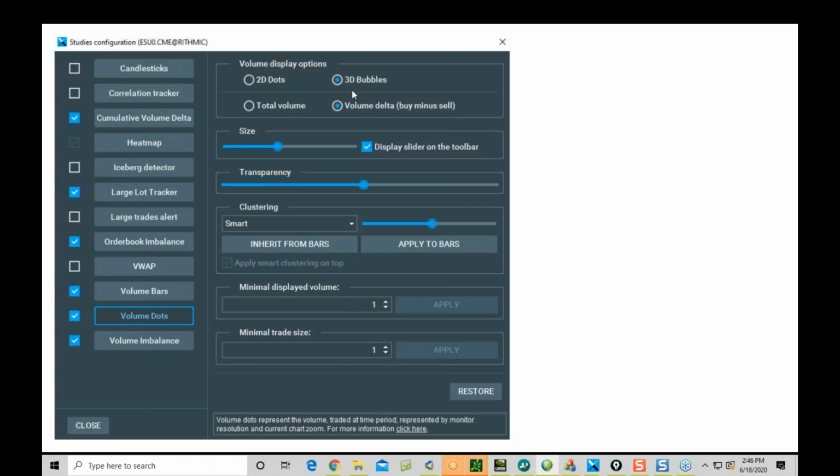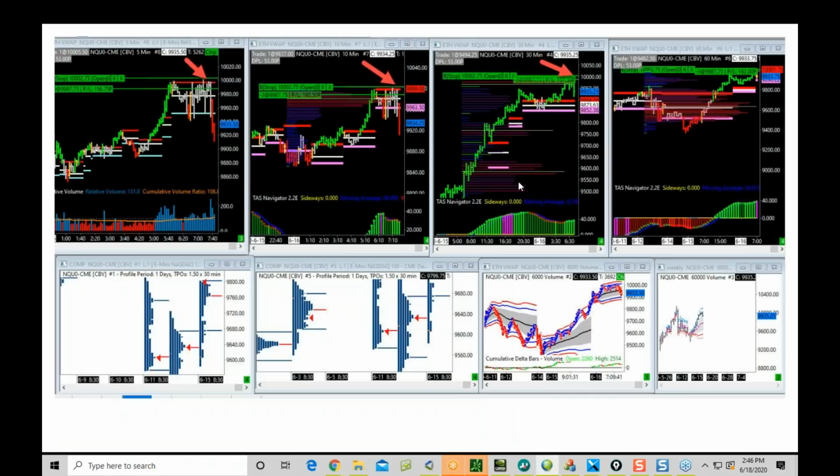And these are my bubble dots. I mean, my buy and sell bubbles, these are the settings I have here. Again, I changed mine to blue and red to make it easier to read. I use volume delta, 3D bubbles. This is all basically default here. And that's it. Any questions, Bruce?